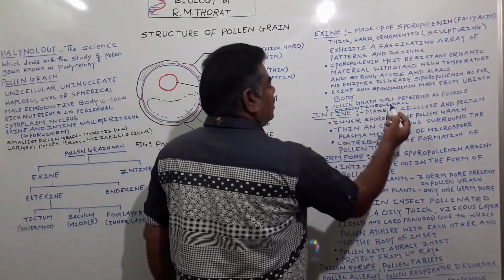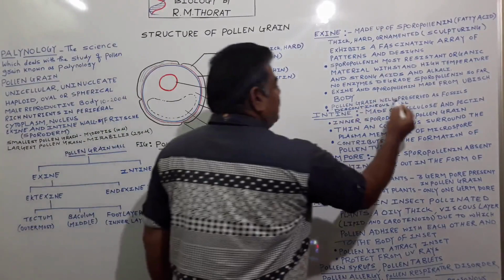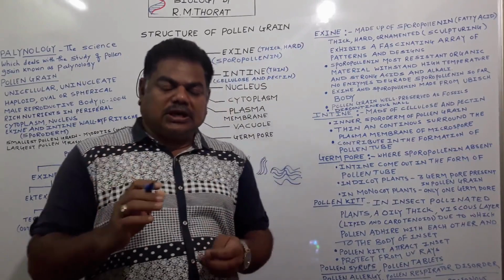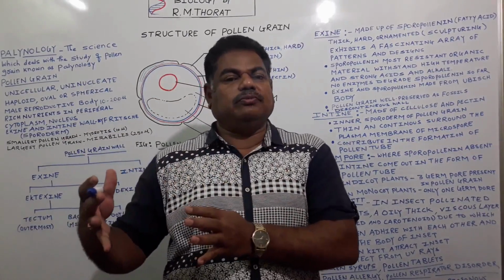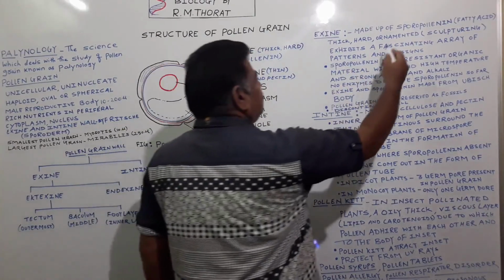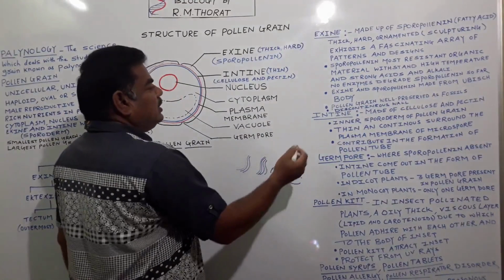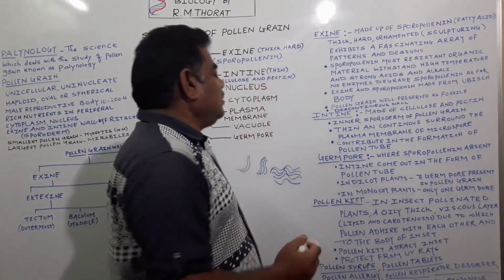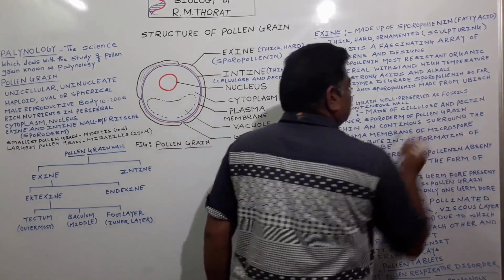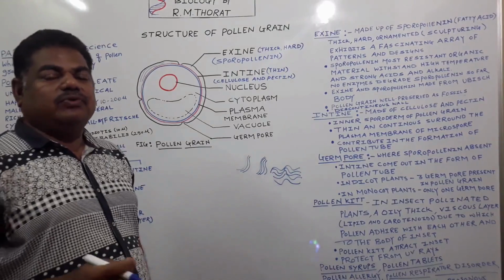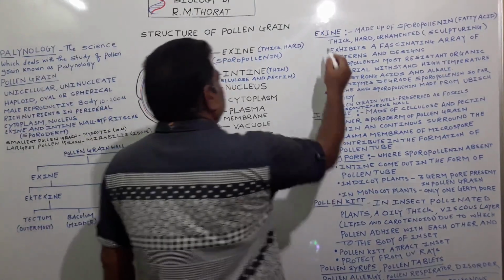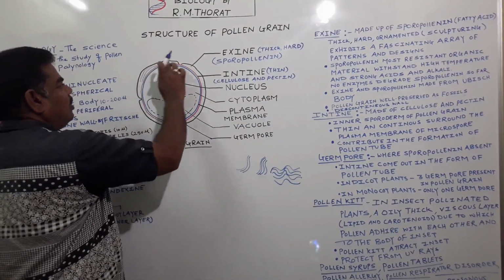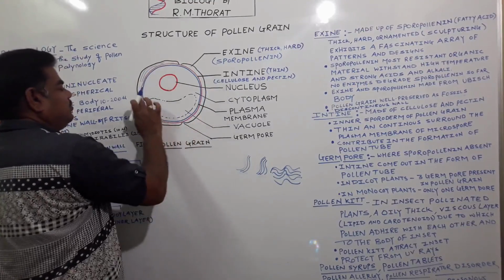Pollen grain is well preserved as a fossil. Means this is a small microscopic structure, but it gets well preserved in fossils also, because sporopollenin is a very protective material, and due to that we can get fossils of pollen grain also. The study of these hard remains in the earth, we call it what? Fossil. Now this exine wall is discontinuous. Means this exine wall here is discontinuous like this. It is not a continuous wall.